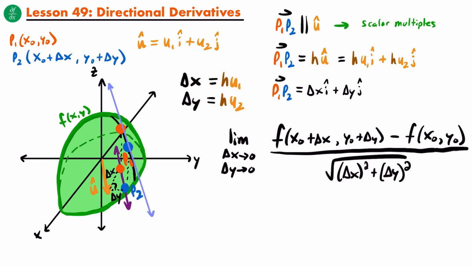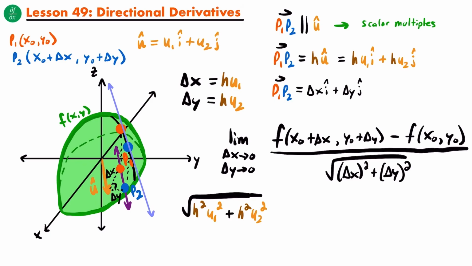Let me show you that here. We would have the square root of delta x squared, so you'd have h times u1 both being squared, so you'd have h squared times u1 squared, and then plus delta y squared, so you'd square delta y, which would be the same as squaring h times u2. So you'd have h squared times u2 squared.